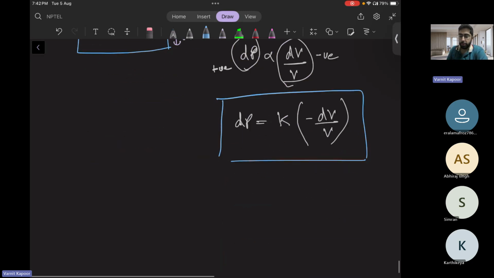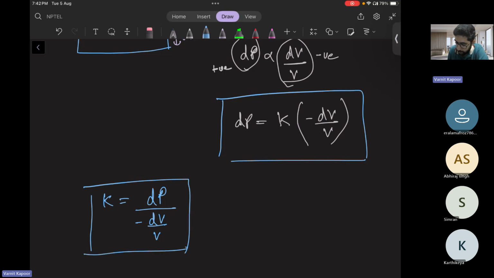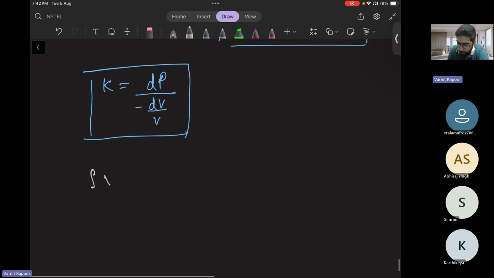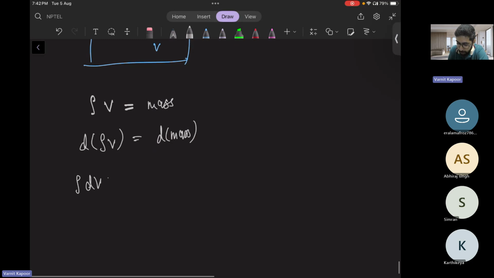All right. So your bulk modulus is nothing but dP by negative of dV by V. This is your bulk modulus relation. Now I want this dV by V in terms of density. How can I write? Since we know that density into volume is nothing but mass, differentiate this. Since mass is always conserved, differentiation of mass will be 0, and this can be differentiated by chain rule: rho dV plus V d rho is equal to 0.